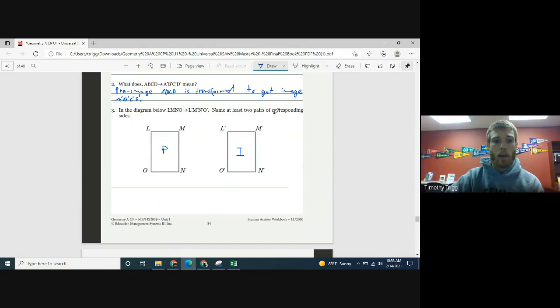It says list at least 2 pairs of corresponding sides. So we want to write corresponding sides. In this case, LM is one side from the pre-image, and that'll correspond to, I'm going to put congruent to, L prime, M prime. So that would be one example. They want you to write at least one more example. I basically said that this side corresponds with this side, right? So go ahead and write another one because it asks for at least 2. Go ahead and write another pair of corresponding sides from the pre-image and image.